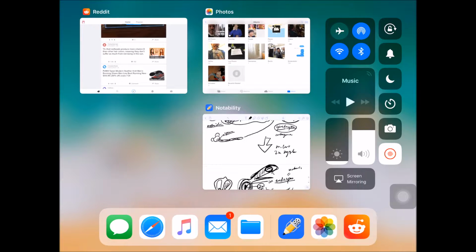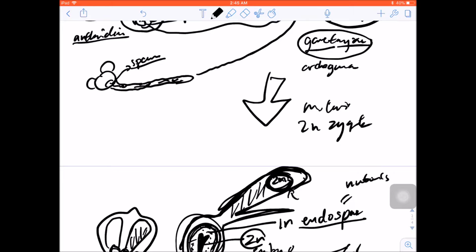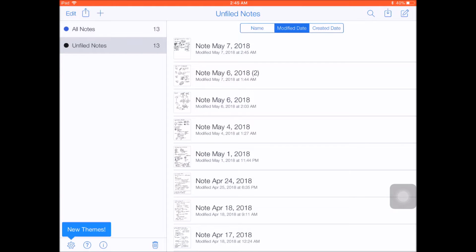All right. Let's move on to part two, which are the angiosperms, the flowering plants.